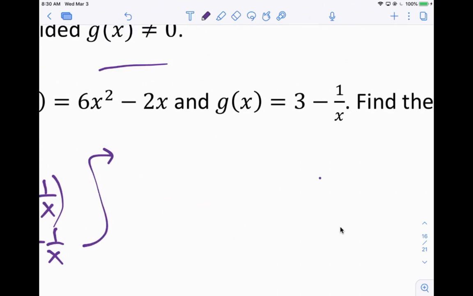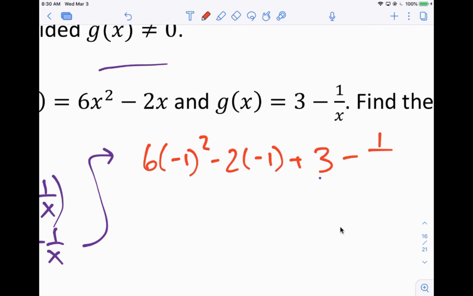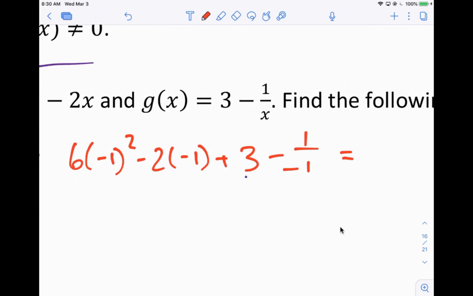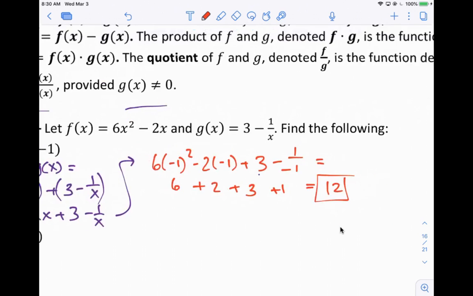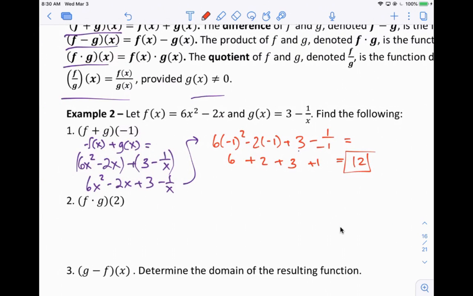We'll go over here now and actually plug in a -1. 6 times -1 squared minus 2 times -1 plus 3 minus 1 over -1. We get -1 squared is 1. So 6 plus 2 plus 3 plus 1. 6 plus 2 plus 3 is 6 plus 6 is 12. There we are. So that is how we would add these functions and then find it of -1.